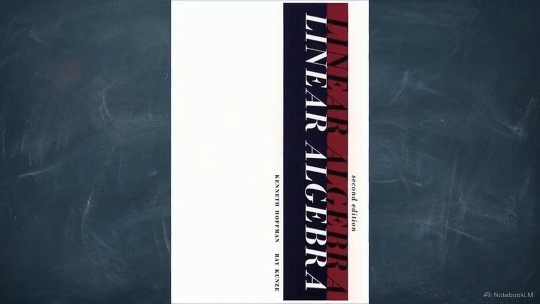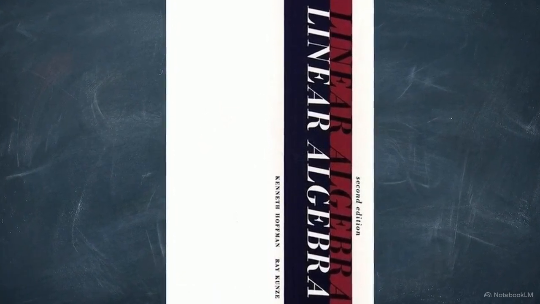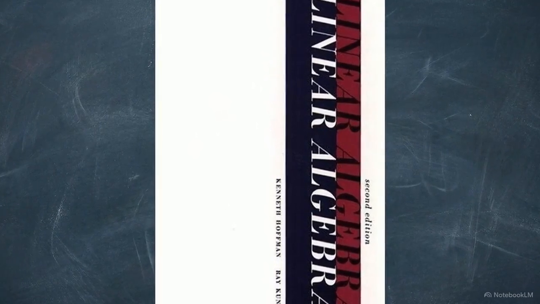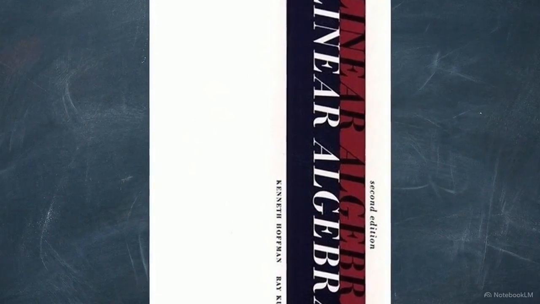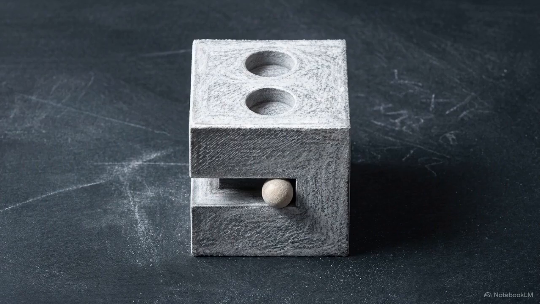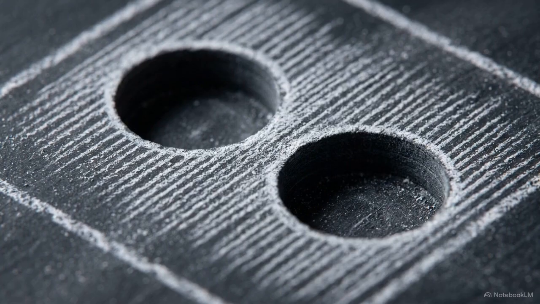This is Kenneth Hoffman and Ray Kunze's classic text on linear algebra. Inside its pages lies a rigorous framework for understanding symmetry in mathematics. To understand symmetry in this context, we first need to recall how a general bilinear form operates. It acts like a machine that accepts two vectors as inputs and produces a single scalar value as an output, all while maintaining strict linearity in both input slots.